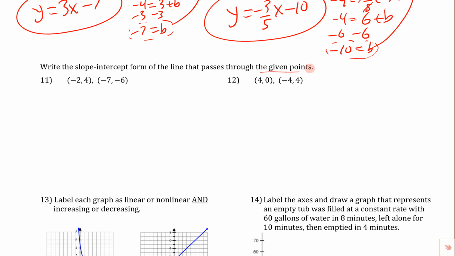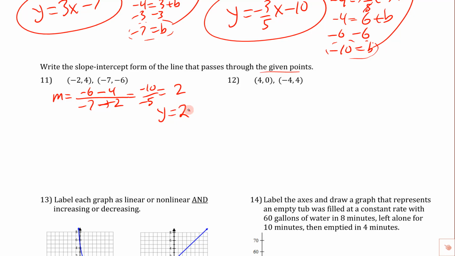If you're given 2 points, then we've got to find the slope and we've got to find the y-intercept. So let's go ahead and find the slope here. Let's put the minus in there. Negative 6 minus the 4, negative 7 minus the negative 2. So this is going to be negative 10. This is going to be a plus, so that's a negative 5. So that's a 2.